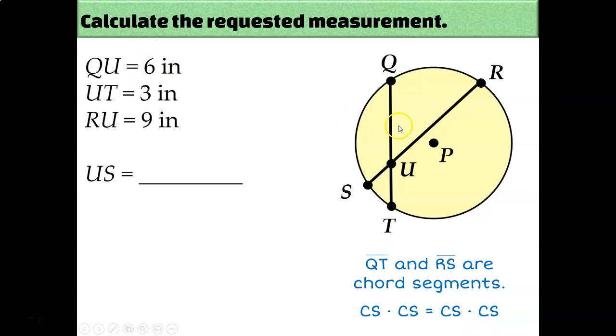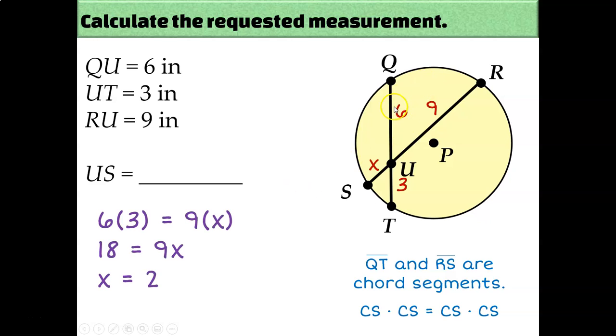So we're told that QU is 6, UT is 3, and RU is 9. And I can call US X. So the equation that I'll write is that 6 times 3 is equal to 9 times X. So that's the chord segments of chord QT multiplied together, and I set that equal to the chord segments of chord SR multiplied together. So that's 18 equals 9X, so X must be equal to 2.